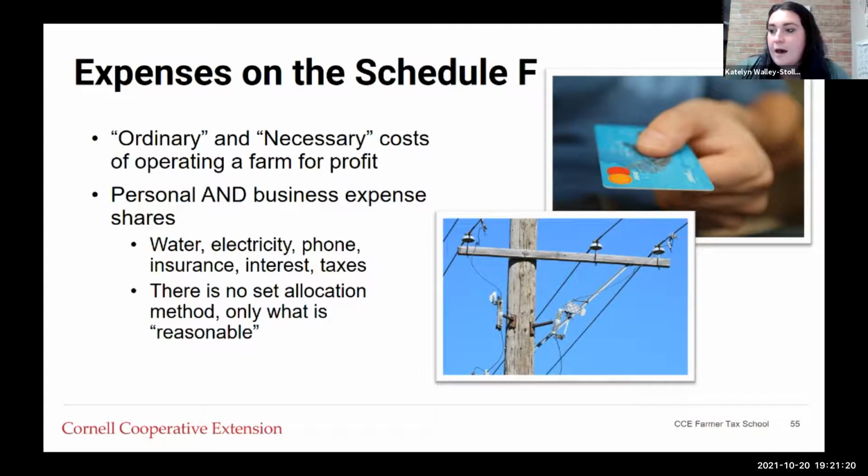In this situation for phones, for example, cell phones, if you have a cell phone, but you don't have a separate one for your business and you're using your personal cell phone for business use, you could claim a certain percentage of your personal cell phone costs for your business and record those expenses on your Schedule F.